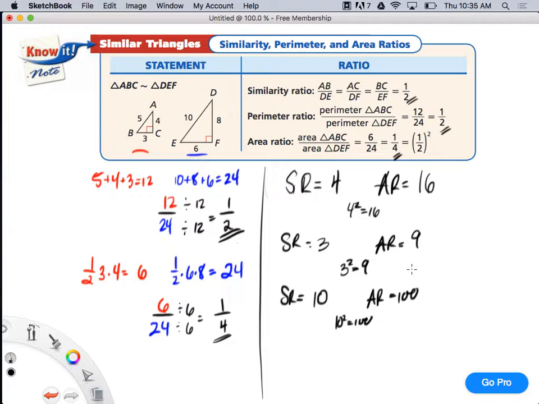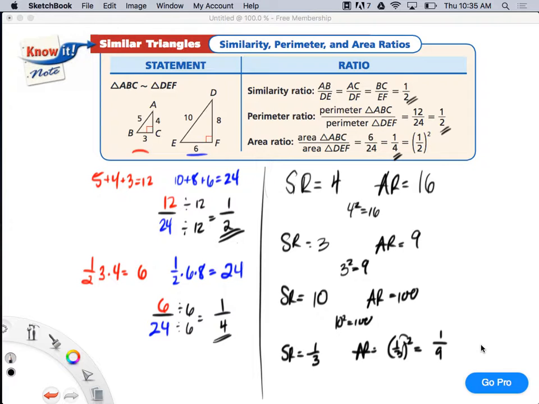So, what about if the similarity ratio is 1/3? Well, the area ratio is 1/3 squared. And I square the top and square the bottom. 1 squared is 1, and 3 squared is 9. So the area ratio is 1/9.